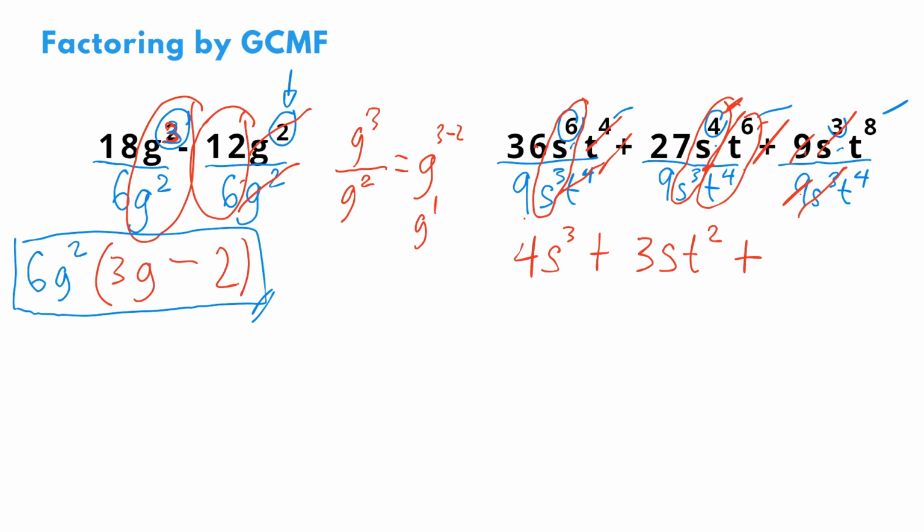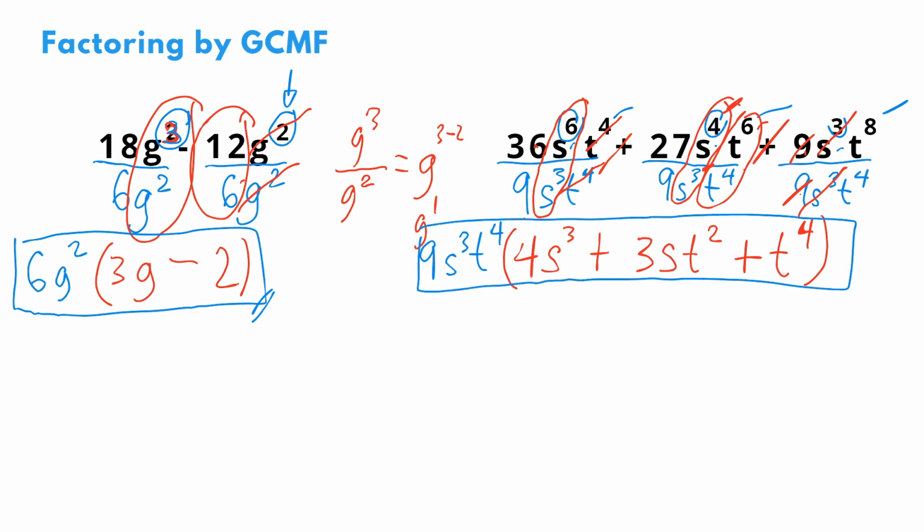Lastly, we have the t. We have 8 and then 4. Again, quotient rule. Simply 8 minus 4 will give us 4. So this one is the one inside the parenthesis. And then let's just put our GCMF, which is 9 s cubed t raised to 4. And this one here is our final answer for the fourth example. I hope this one is clear already with you. Thank you.